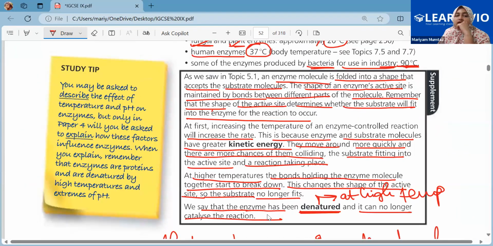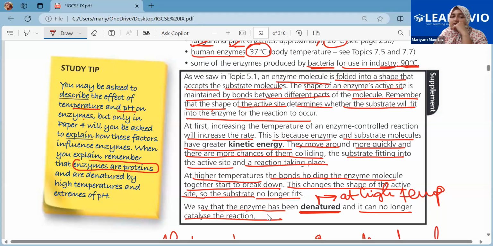See this thing here, they have written: you may be asked to describe the effect of temperature and pH on the enzymes, but only in paper 4 will you be asked to explain how these are affecting. For example, in longer answer questions, you'll be asked how the temperature and pH affect the rate of the reaction, or how it affects the enzyme. So then you have to explain what happens after decreasing the temperature and increasing the temperature. And remember that the enzymes are proteins.